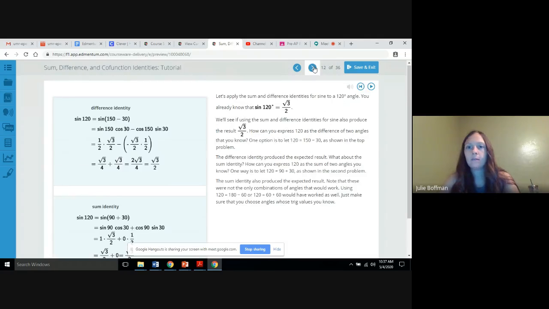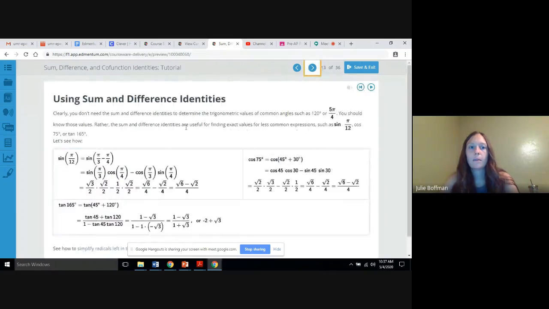Okay, the next slide is talking about how clearly we don't need sum and difference identities to determine that trig value of 120 degrees, because that was on the unit circle. We should have already known that. Rather, the sum and difference identities are useful for finding exact values, such as sine of pi over 12 or 75 degrees or 165 degrees, because those are angles, in degrees or radians, that are not on the unit circle.